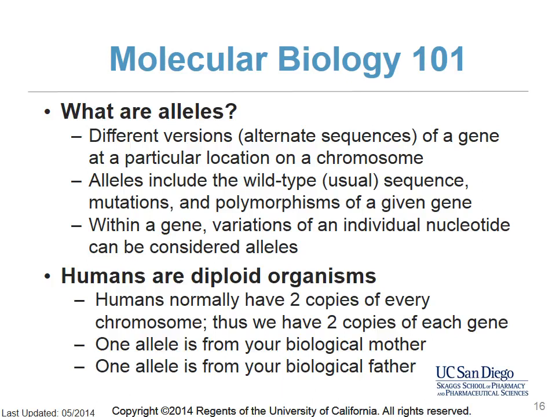Humans are diploid organisms. That means we normally have two copies of every chromosome. Thus, we have two copies of every gene. One allele is from your biological mother, and one allele is from your biological father.